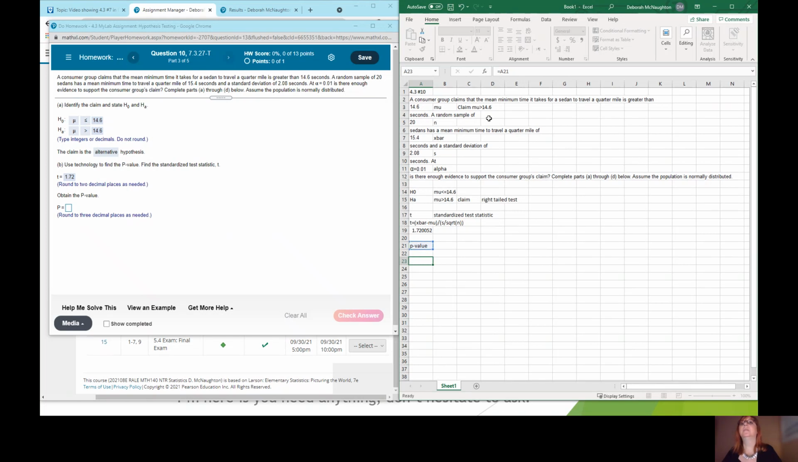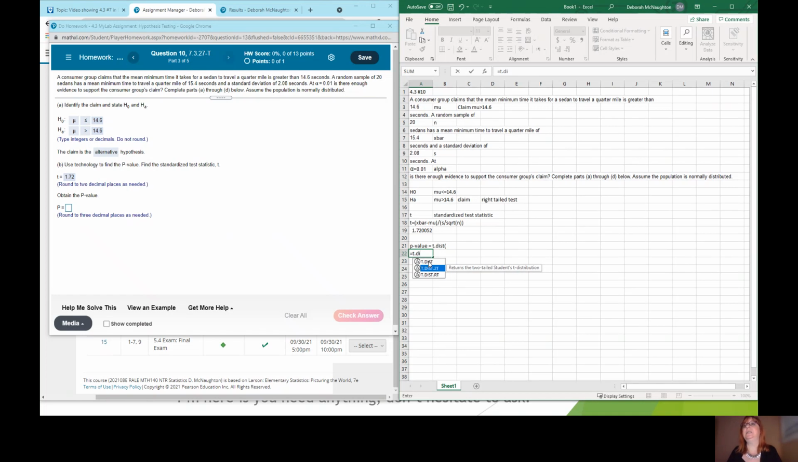And the p-value is T.DIST. So let me show you how to do it. For the p-value, we go equals T.DIST. And since we, so T.DIST, this one gives you a left-tailed p-value.